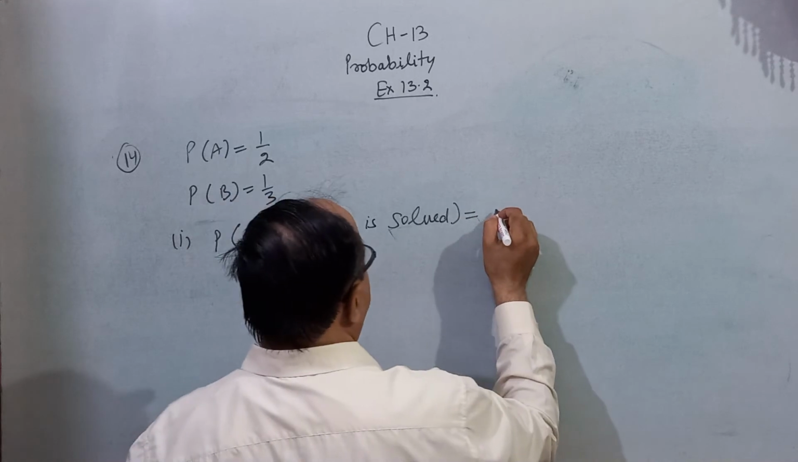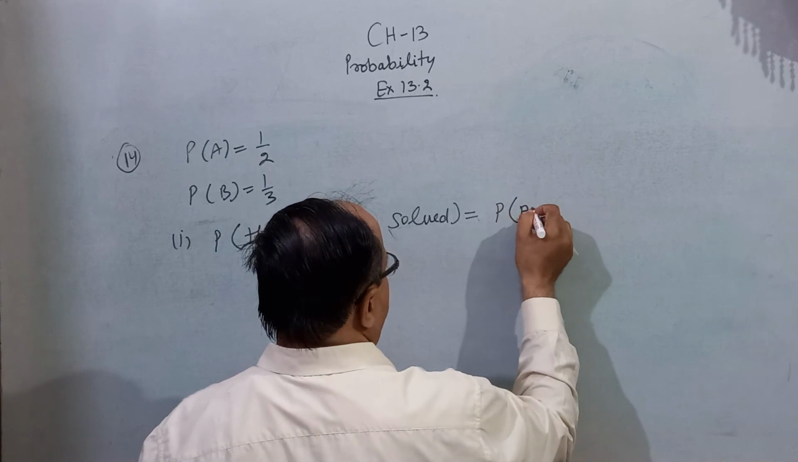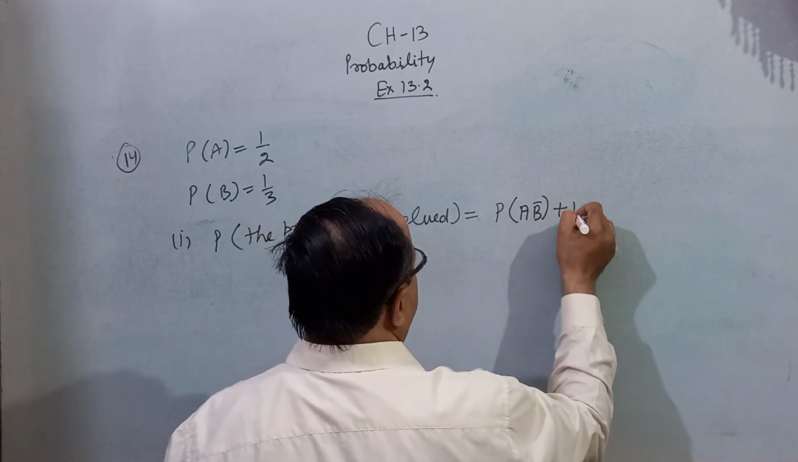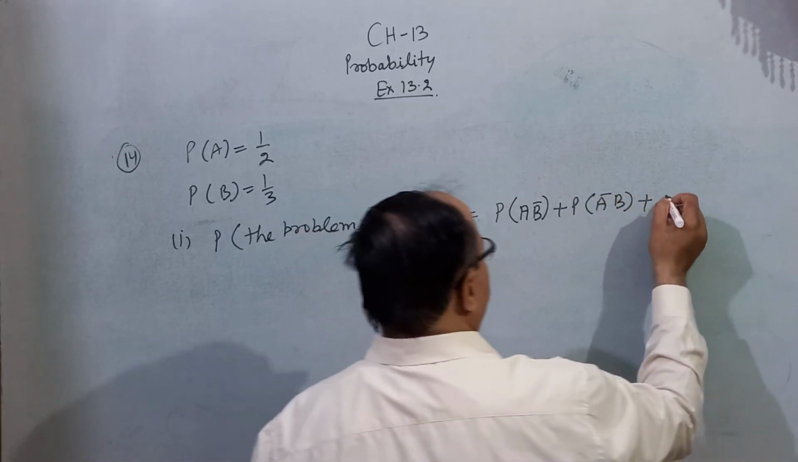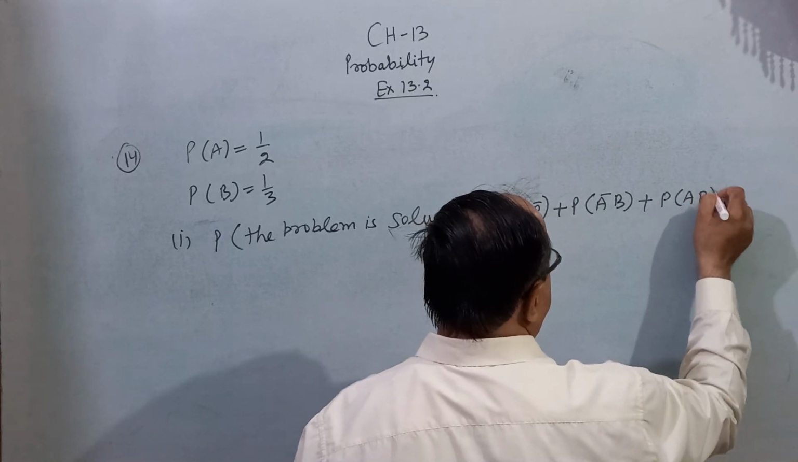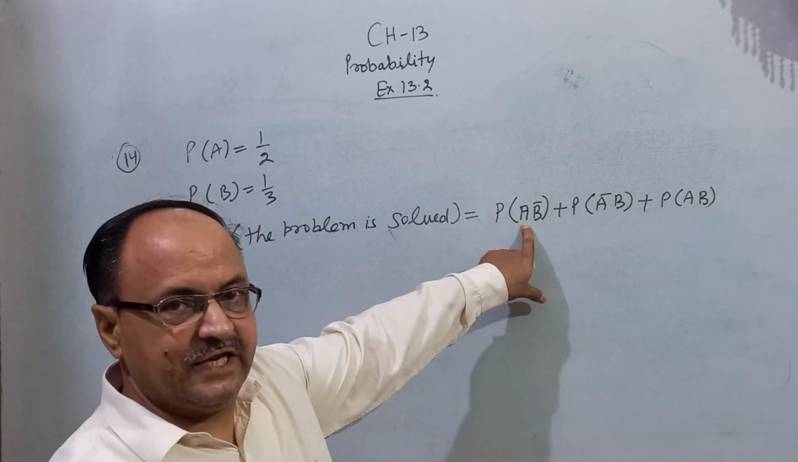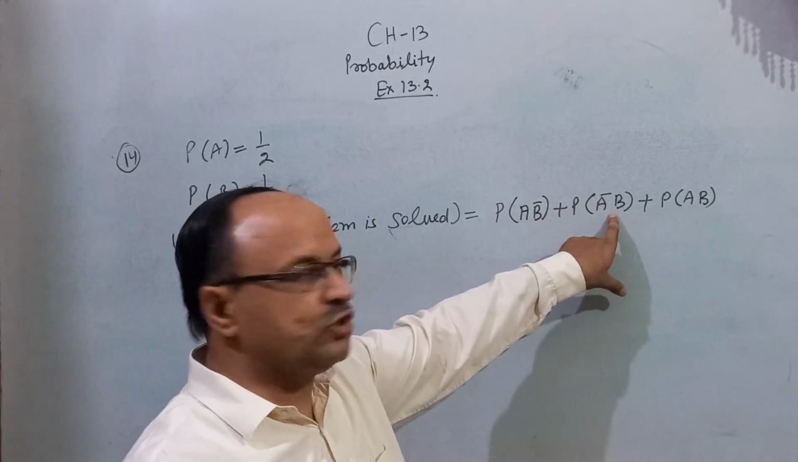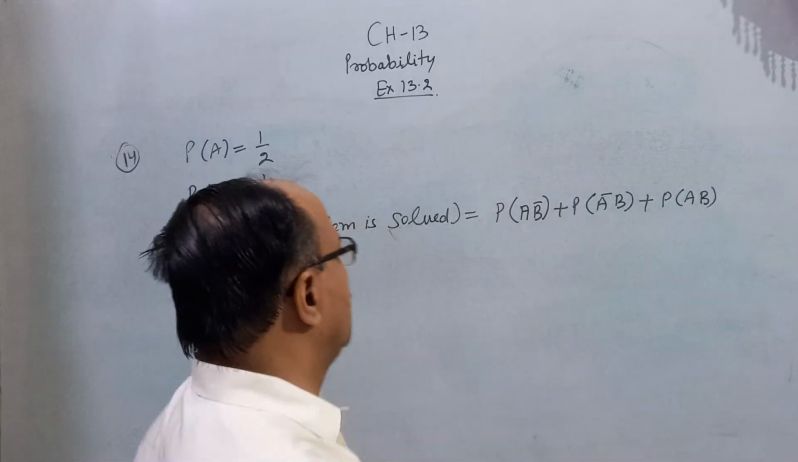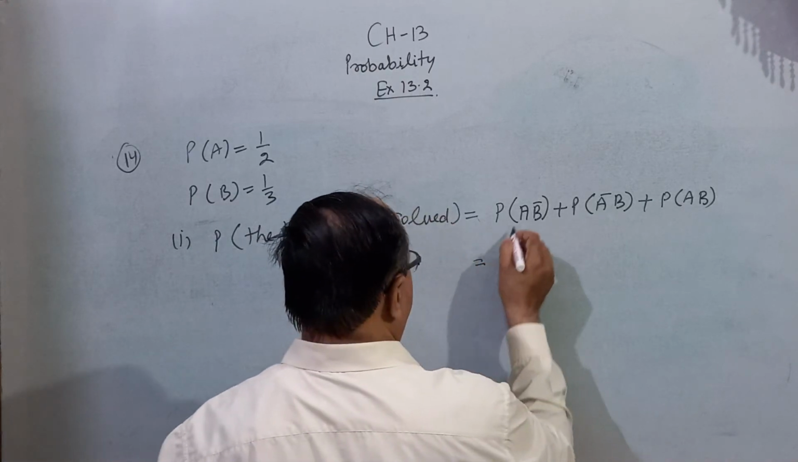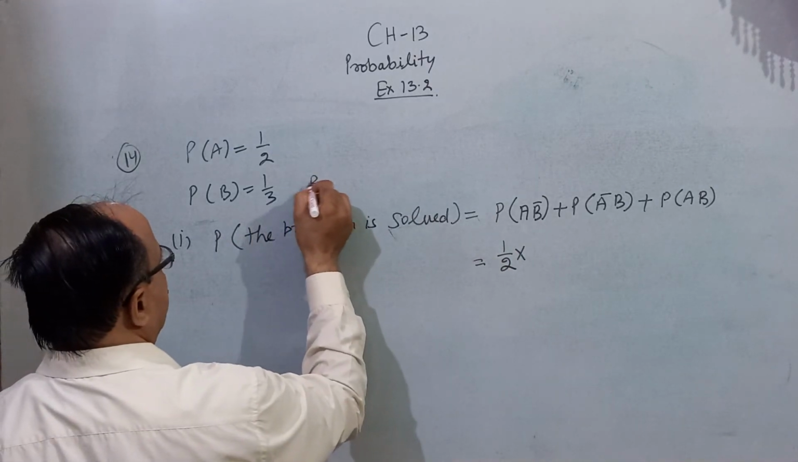That is the formula. You know that the problem is solved. It means A solved and B not, plus the probability of A not and then B can solve, or you can say the probability of A and B both can solve. The problem is solved means it is solved by A, not by B, or solved by B, not by A, or it is the probability that both students solve the problem. This is the solution. Probability of solving by A is 1 by 2 and B not. From here you can find B not.